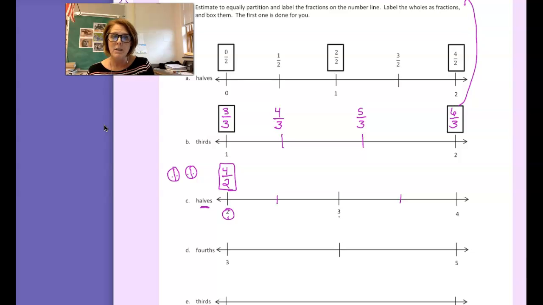If I keep counting on my number line, the next one would be 5 halves. Then 6 halves, and I'm going to put a box around that because that's a whole number. 7 halves, 8 halves. And she mentioned in the video about a multiplication pattern where we take the whole number and multiply it by whatever our fractional unit is, and that's our numerator. We can figure out how many parts we have.